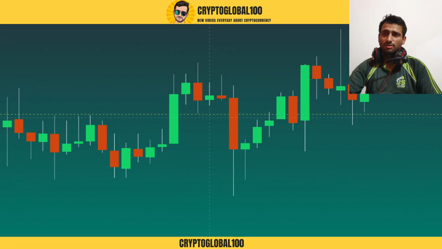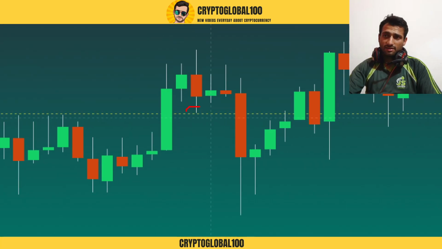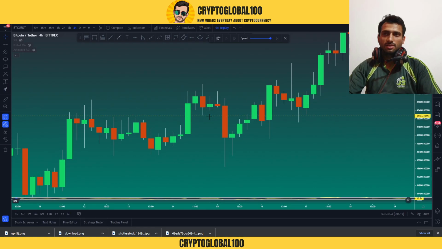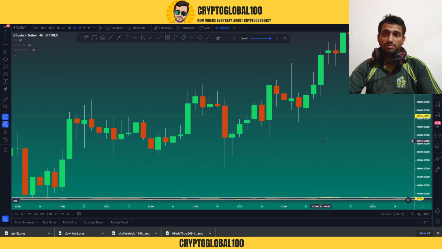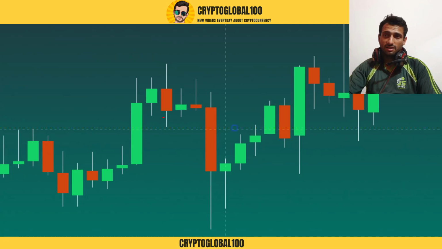If you can take a look here, how perfectly this red candle bounced off from this area, making it, you can see, an R and S flip, which was resistance previously, and now it acted like a support. This is the benefit of drawing the support and resistance levels. You can see here what happened next. The price came down to this area.